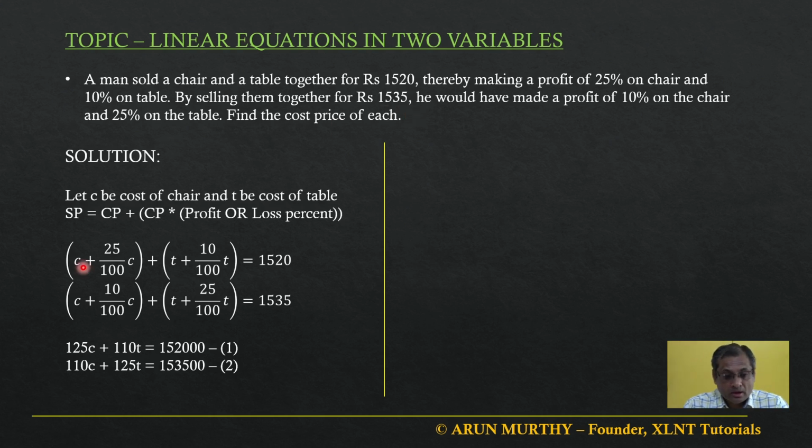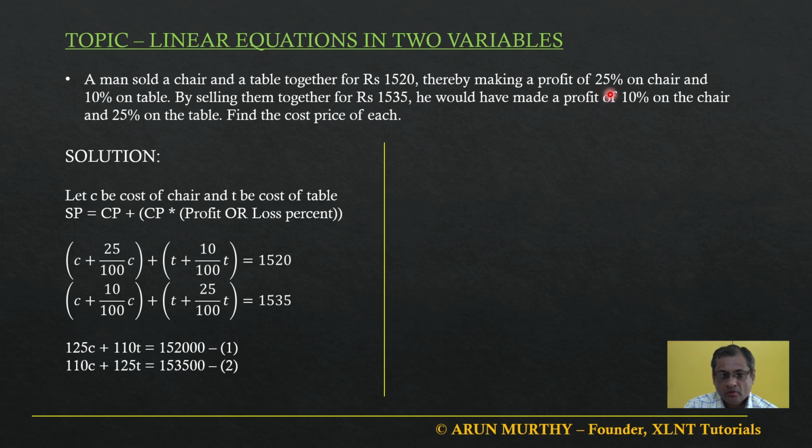Now, the selling price of an item is found by adding the cost price to the profit or loss amount, and the profit or loss amount is calculated as cost price times the profit percent or cost price times the loss percentage. So selling price is cost price plus the profit or loss amount, which is given by CP times profit or loss percent. Now let's take the first statement.